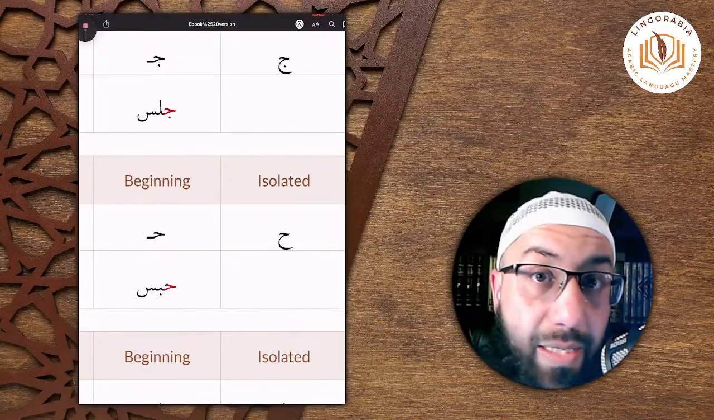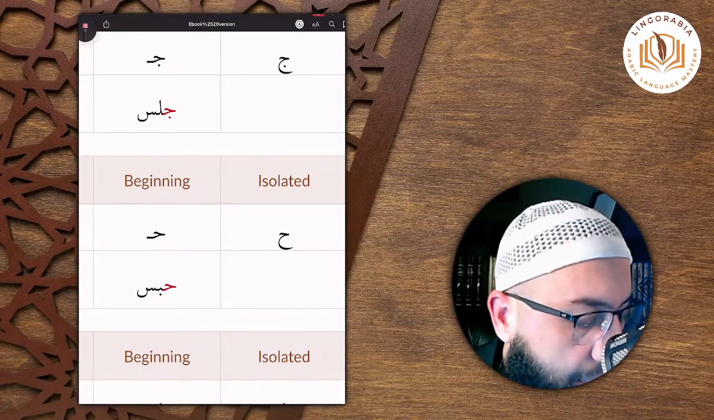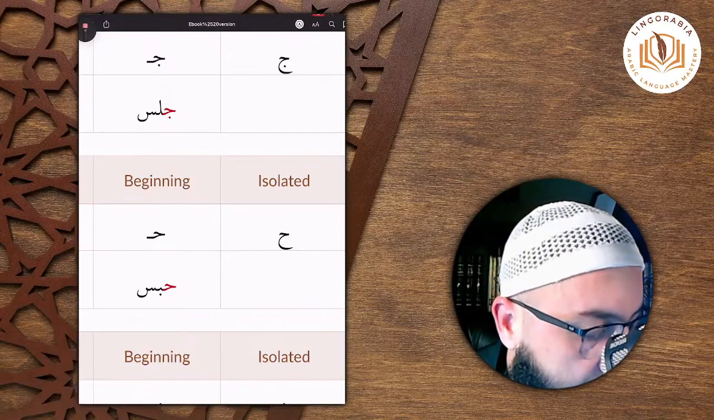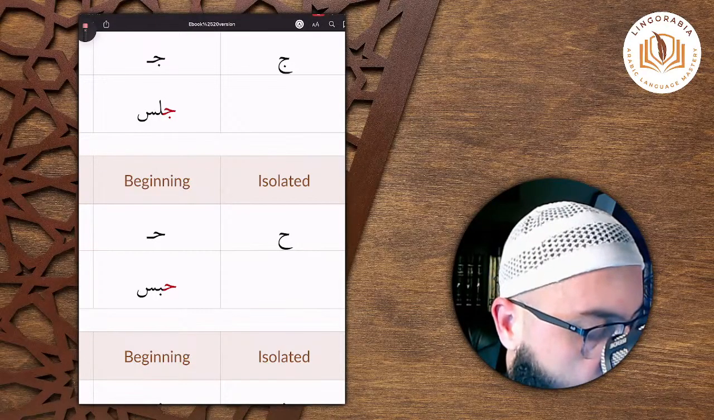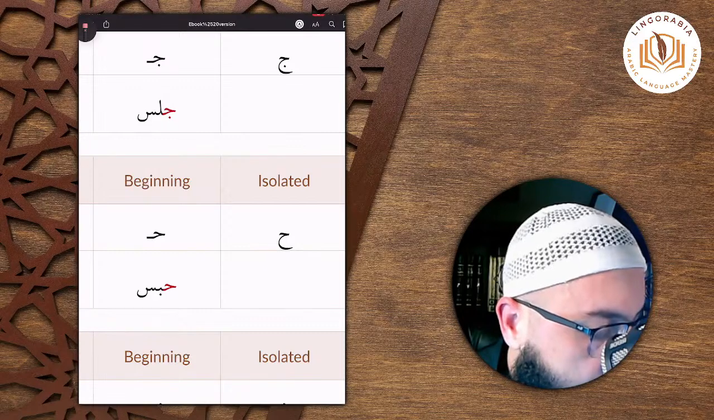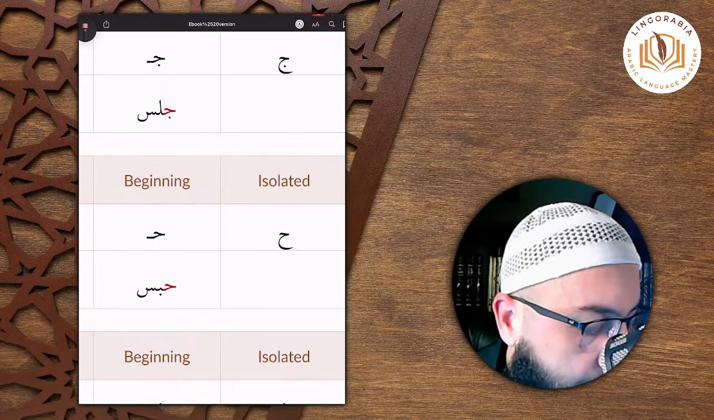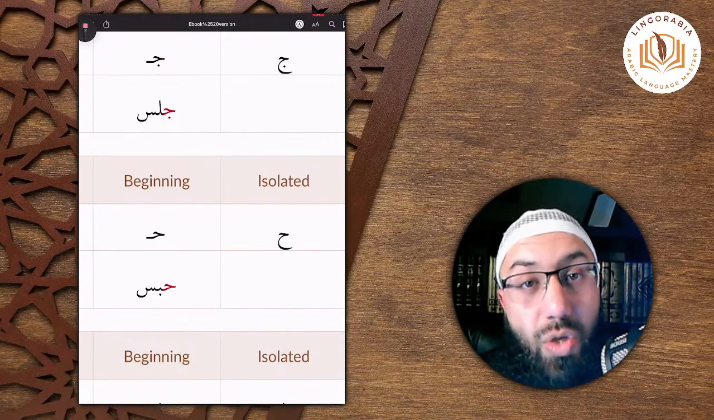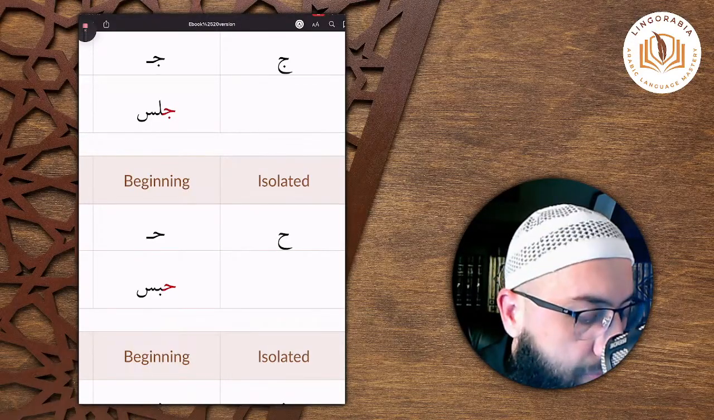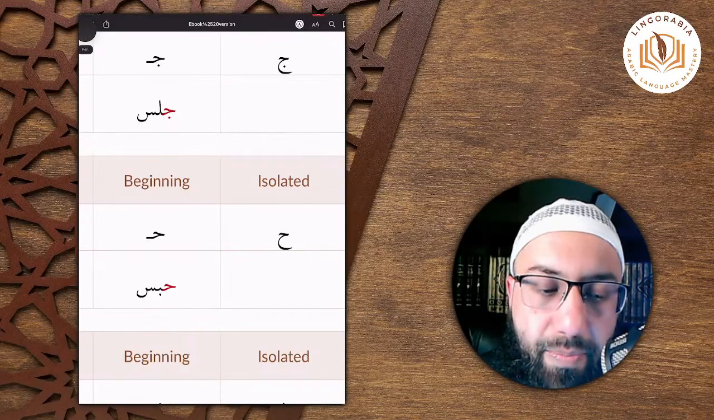So again, in the beginning, we see that the lower part is being removed. You see here, no lower part, like the jim. In the middle, again the lower part is removed because you connect with the letter after, so it's difficult. And then at the end, again the lower part will reappear. Okay, so it's just that simple. It's not difficult.